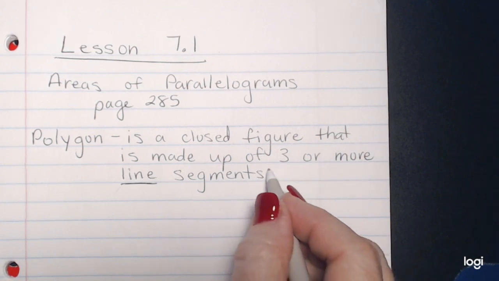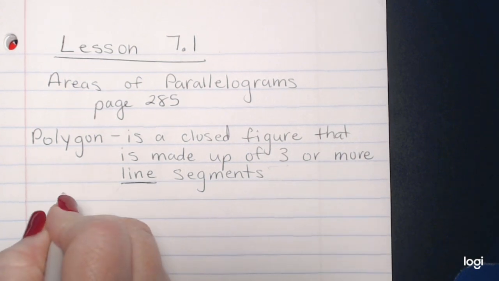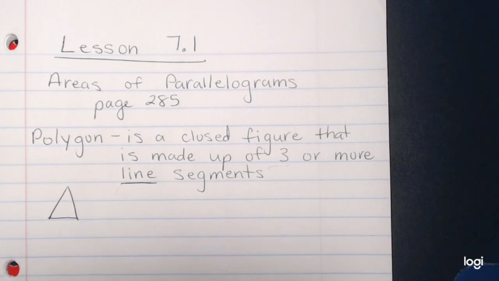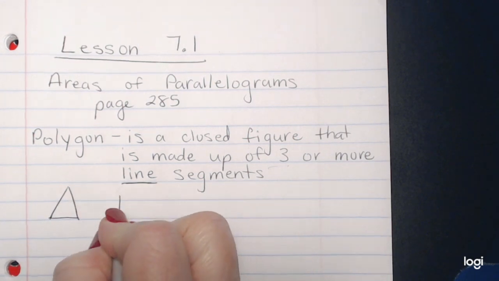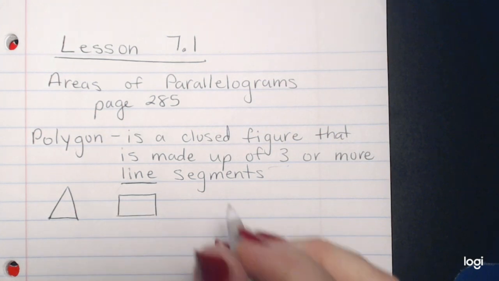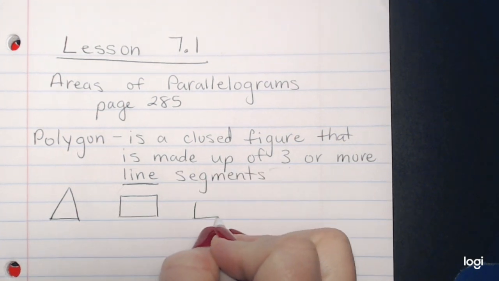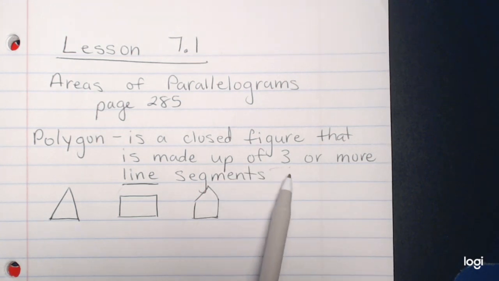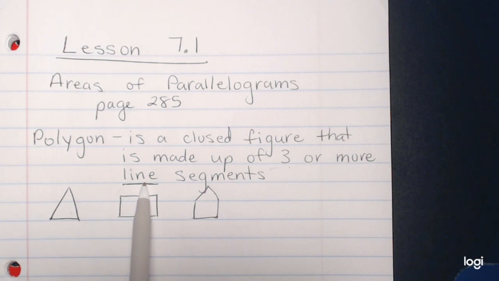So for example, a three-sided polygon could be a triangle. Could be a rectangle. Could be a pentagon. Okay, it has to have 3 or more line segments. A circle would not work because a circle would not have line segments. All right, go ahead and finish writing that down.